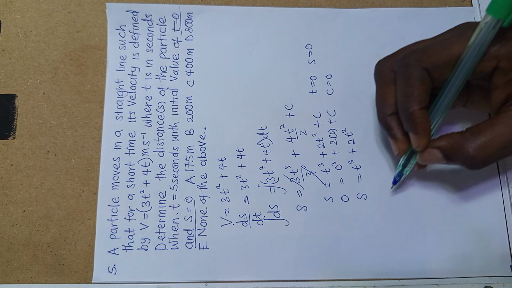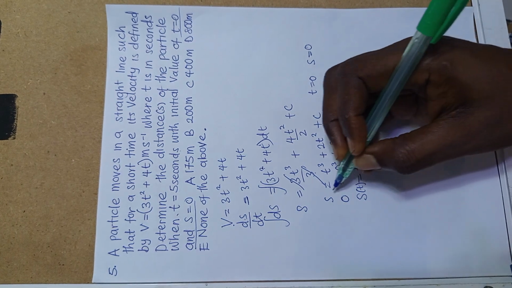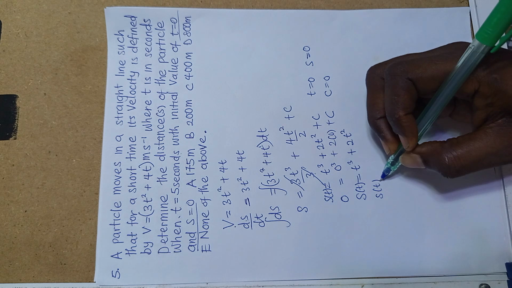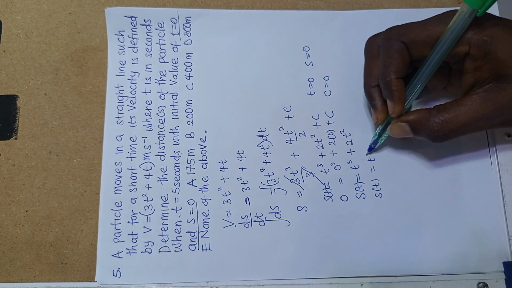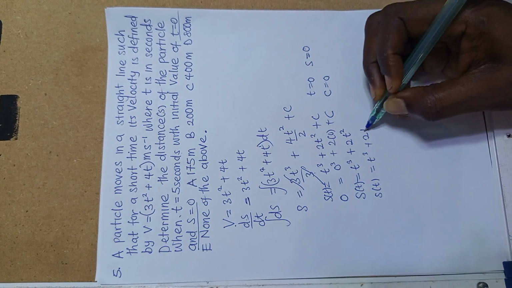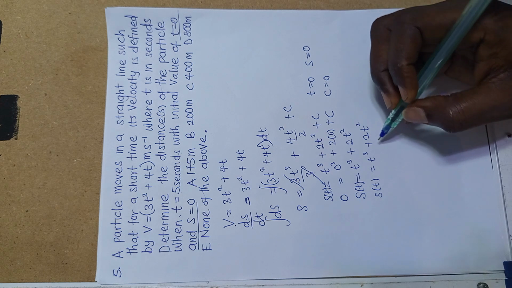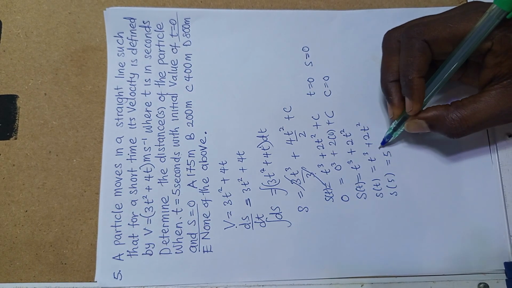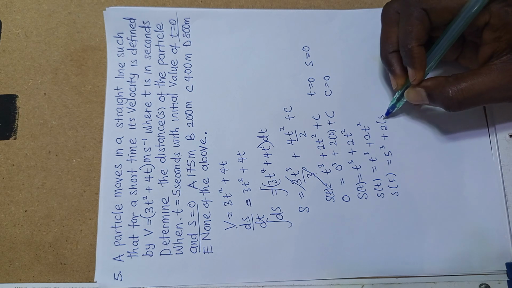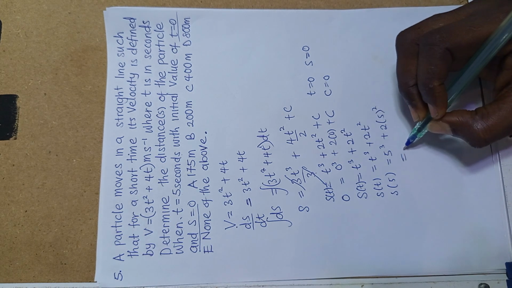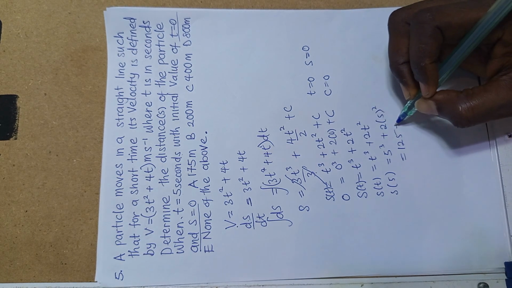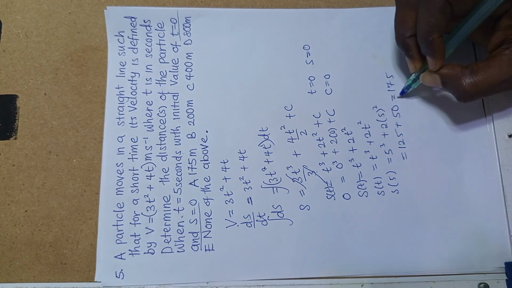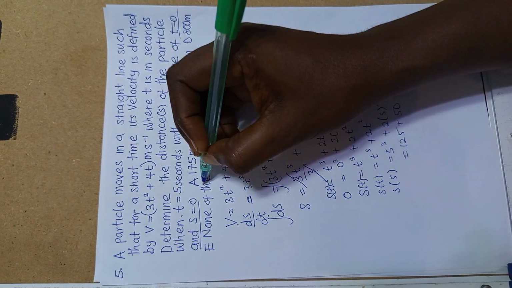Now we are looking for s of t. s of t equals t cube plus 2t square. How do you find s of 5? That will give us 5 cube plus 2 into bracket 5 square. That will give us 125 plus 50, and that will give us 175 meters. So option A.